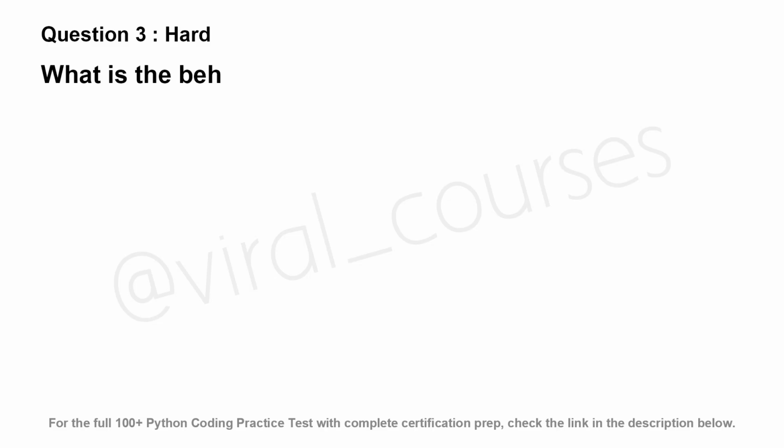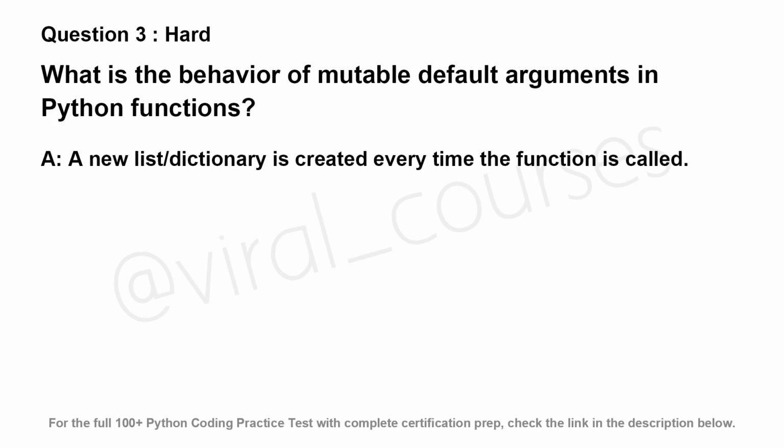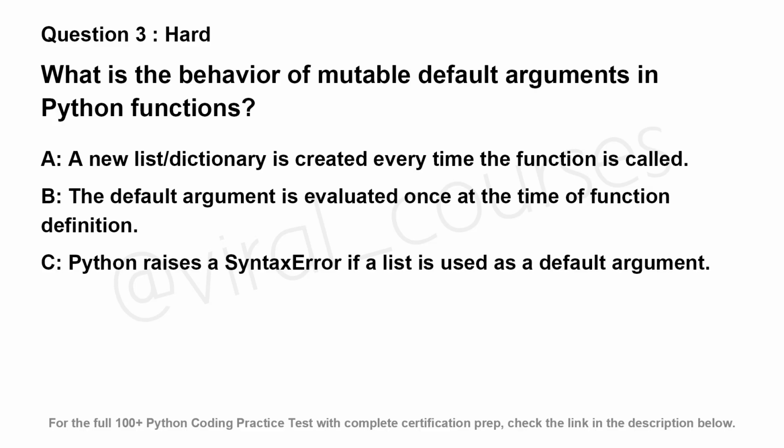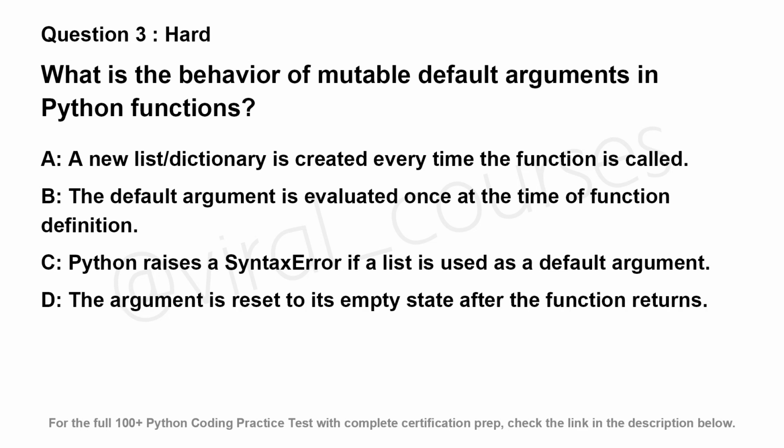What is the behavior of mutable default arguments in Python functions? Option A: A new list or dictionary is created every time the function is called. Option B: The default argument is evaluated once at the time of function definition. Option C: Python raises a syntax error if a list is used as a default argument. Option D: The argument is reset to its empty state after the function returns.